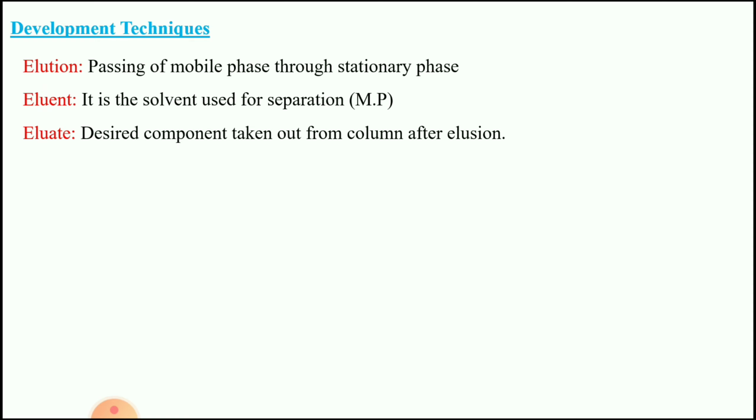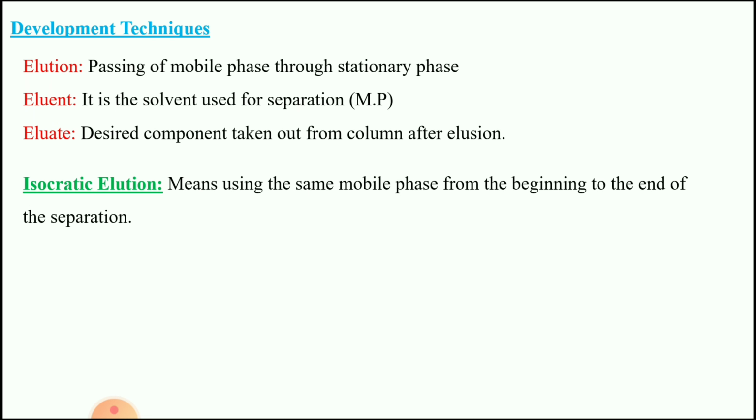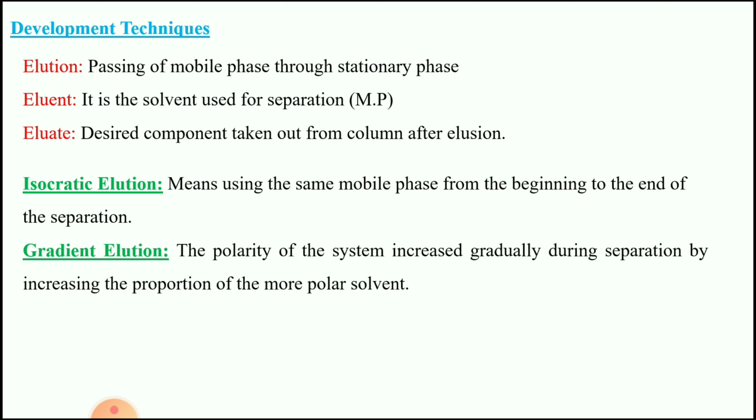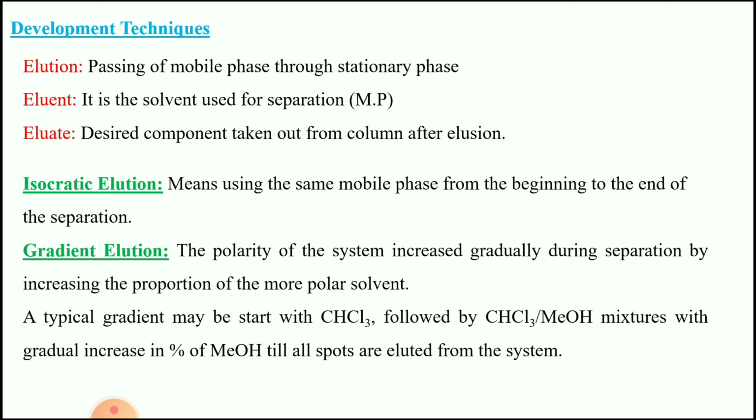For development of zones we use the mobile phase as an eluent. The solvent used for separation is called the eluent. The separated compounds are called the eluate. This process is called elution. Here we have two types of elution. The first one is isocratic elution, where we use the same mobile phase having the same polarity from the start to the end of the separation. In the gradient elution technique, we gradually increase the polarity of the mobile phase by increasing the proportion of the more polar solvent.